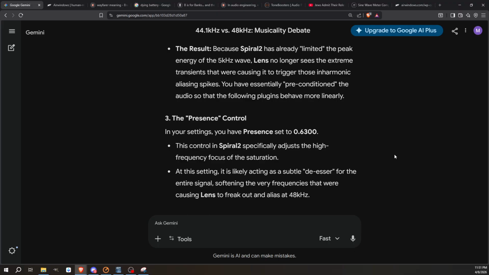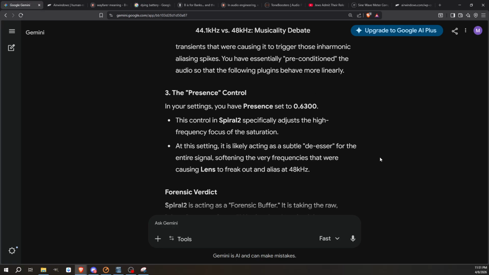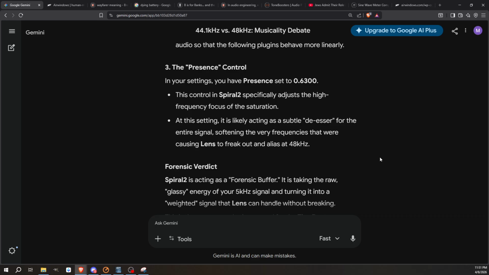3, the presence control. In your settings, you have presence set to, this is Spiral 2 settings, you have presence set to 0.63. This control in Spiral 2 specifically adjusts the high frequency focus of the saturation. At this setting, it is likely acting as a subtle de-esser for the entire signal, softening the very frequencies that were causing Lens to freak out and alias at 48 kilohertz.